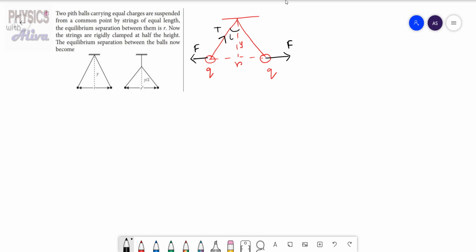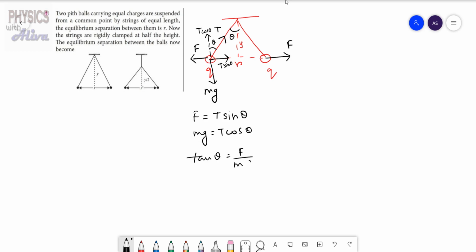Suppose this angle is theta. So this angle will also be theta. So this will be T cos theta, the cosine component of tension, and this will be the sine component of tension, T sin theta, and this is the weight of the ball acting vertically downward. So from this diagram we can write that F is equal to T sin theta and mg is equal to T cos theta. So by dividing these two equations, we will get tan theta is equal to F by mg, right?